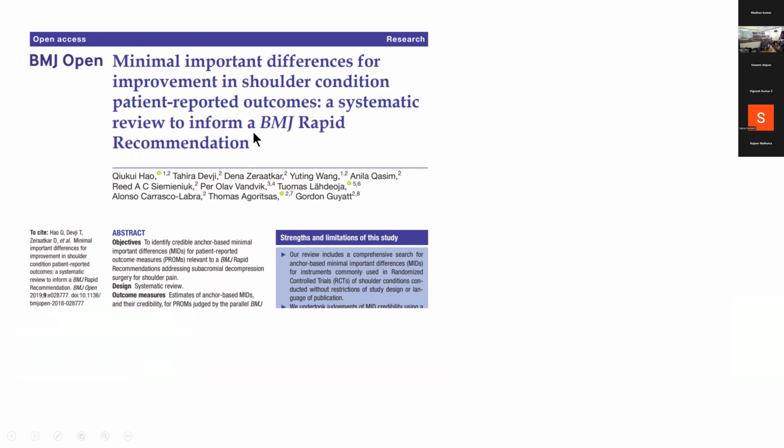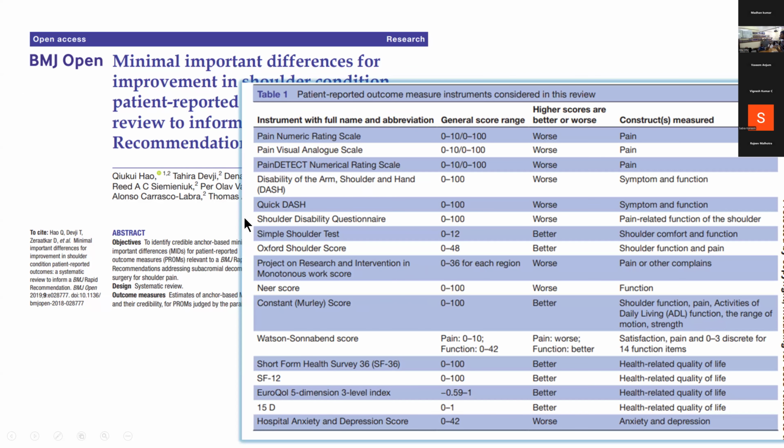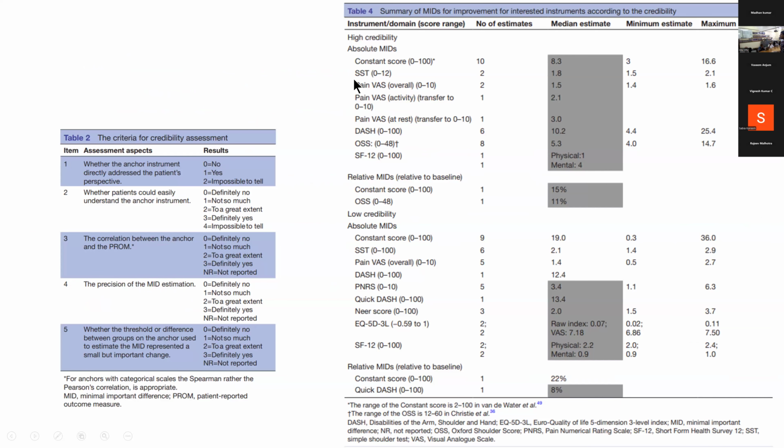So prior to it, they have looked at a systematic review looking at the MIDs for all the patient-reported outcomes. This group looked at all the studies which looked at shoulder interventions, and they have looked at all the outcomes that they have used in all the different studies. And they have finally chosen MIDs which are actually credible, and MIDs for scores which are not so credible. And they used a criteria for credibility assessment. So here you can see the pain visual analog score. The MID they have taken is 1.5. For the constant score, they have come with an MID of 8.3.